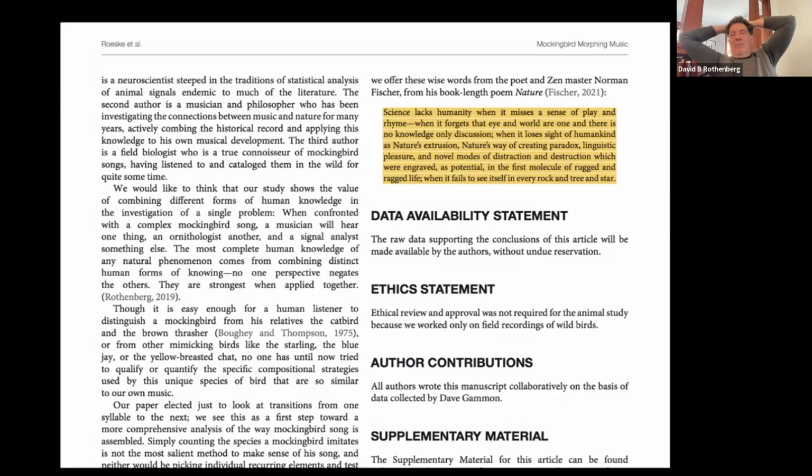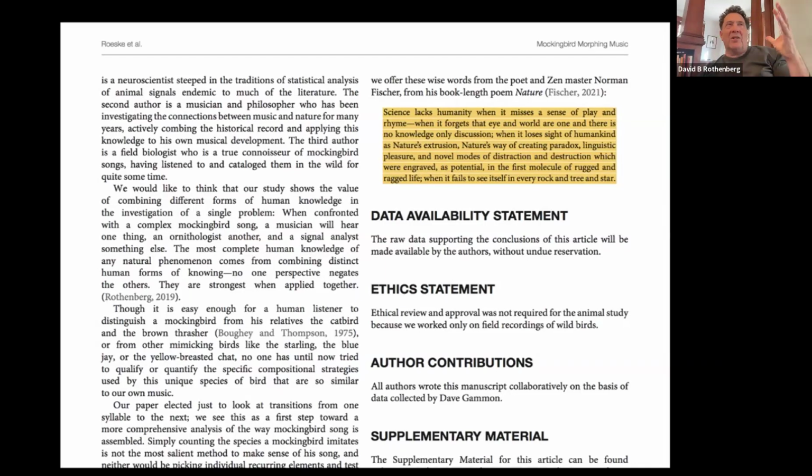But in our paper, we had this quote saying, well, science should never claim to be everything. It should never claim to be the only way to understand nature. It lacks humanity when it misses a sense of play and rhyme, when it forgets that I and world are one. There is no knowledge, only discussion. When it loses sight of humankind as nature's way of creating paradox, linguistic pleasure, and novel modes of distraction and destruction, which were engraved as potential in the first molecule of rugged and ragged life, when it fails to see itself in every rock and tree and star. This is from the Zen poet Norman Fisher. You can imagine the reviewers of this paper, how much they fought to keep this out, but we got it in there. This is from Frontiers in Psychology.